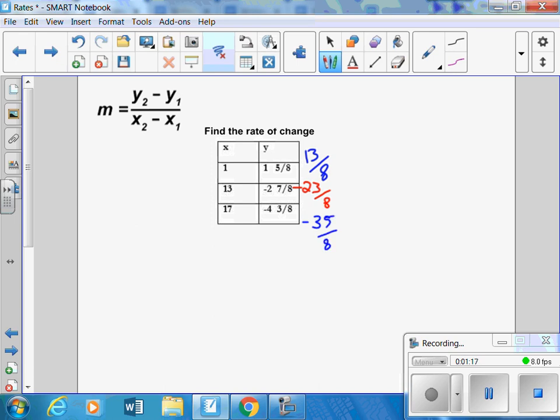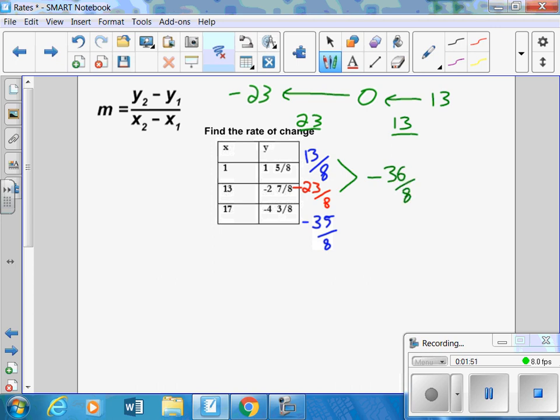Okay, so now when we want to do the change in y, we go from 13 over 8 to negative 23 over 8. So obviously we are subtracting. Well, how much? If you go from 13 to 0, that's 13. Then you go from 0 to negative 23, well, that's going down 23. So if we just take 13 plus 23, that's 36. That means we're going down by 36 over 8. All right, when you go from 13 over 8 down to negative 23 over 8, you're actually decreasing by 36 over 8.